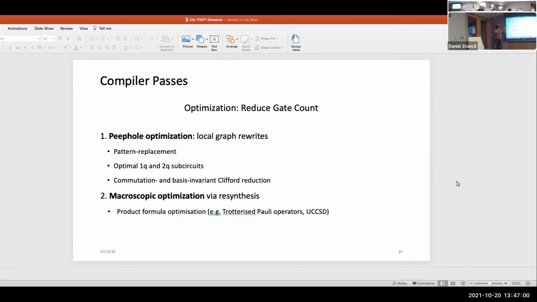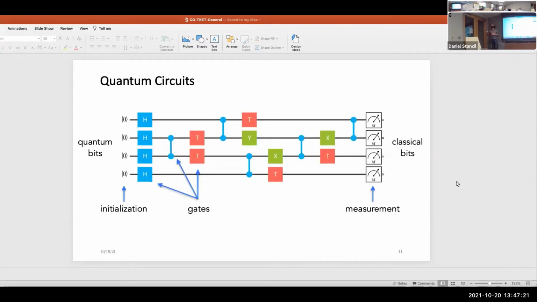So let's first look a little more at the first one. The first one is just making the circuit itself more efficient. And it does this using something called peephole optimization. What it means is that it goes through your quantum circuit just locally, just looking at a few gates at a time, and it looks for certain patterns. And it has a list of patterns to look for, and then what to substitute for them. So let me give you an example.